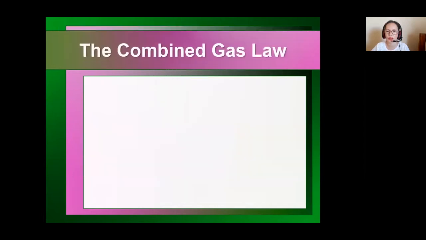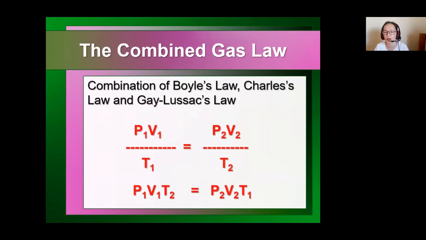Next we have the combined gas law. The combined gas law is actually the combination of the three: Boyle's, Charles's, and Gay-Lussac's. Here we incorporate three variables: pressure, volume, and temperature, and two conditions, initial and final. So we can make use of the formula P1 V1 T2 equals P2 V2 T1.